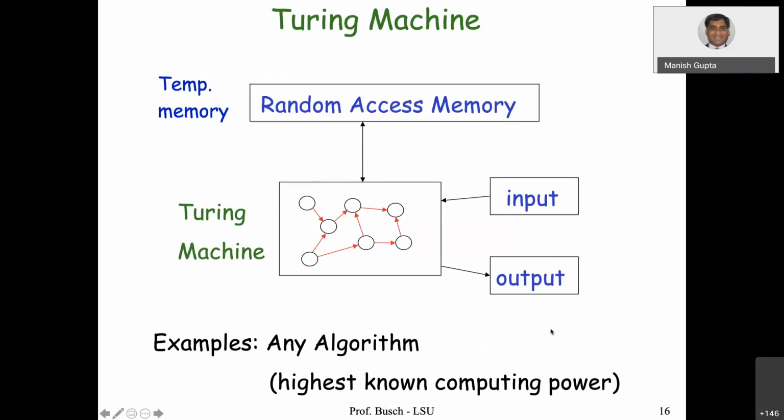Then Turing machine. Turing machine has the highest computing power. For example, any algorithm is equivalent to a Turing machine, actually. So the memory is a random access memory. Okay, so we are going to describe these machines in detail in the next 4 or 5 lectures.